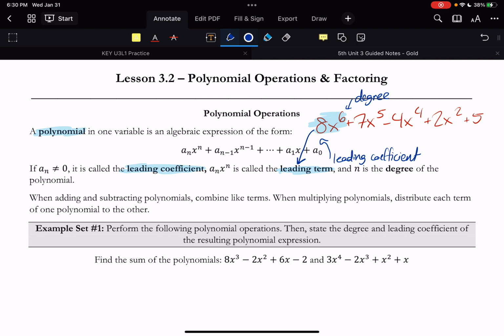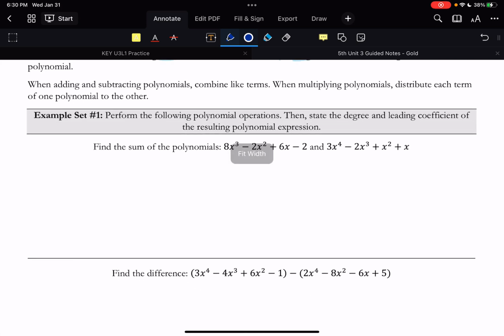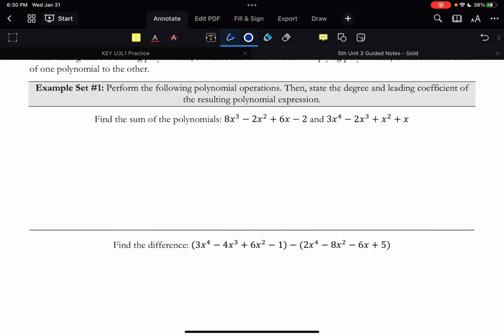And n again is the degree of the polynomial. So the largest exponent you have, that is the degree. So we would say that this is a 6-degree polynomial. So when we add and subtract, adding and subtracting is combining like terms. And when we multiply, we're going to be distributing each term of one polynomial to the other. All right, so first we're going to find the sum of these two polynomials and then state the degree and the leading coefficient of the resulting expression.